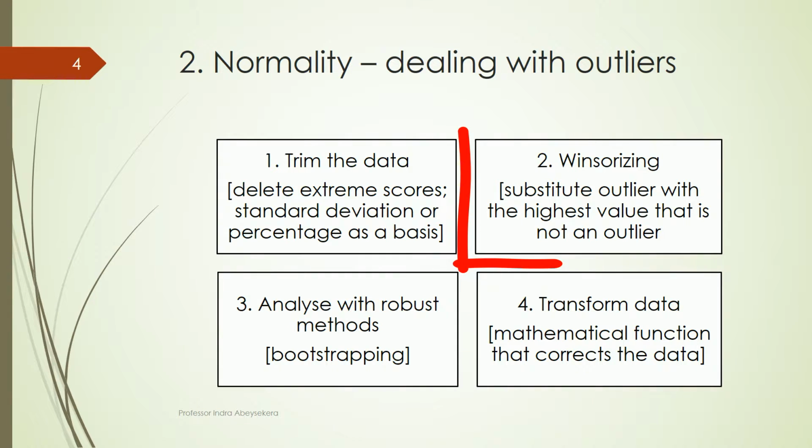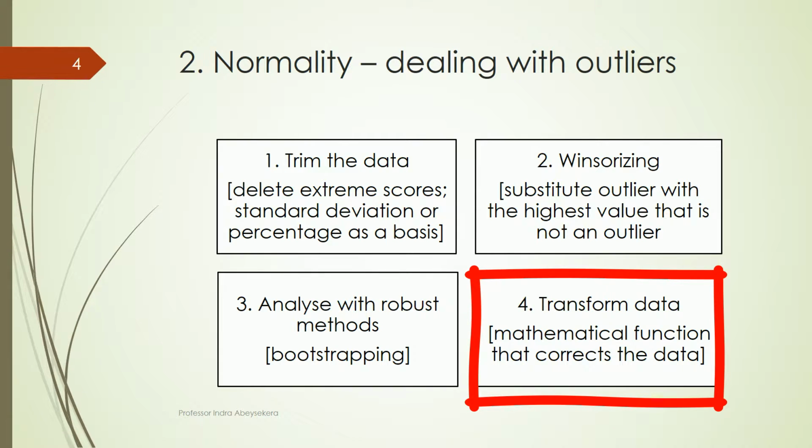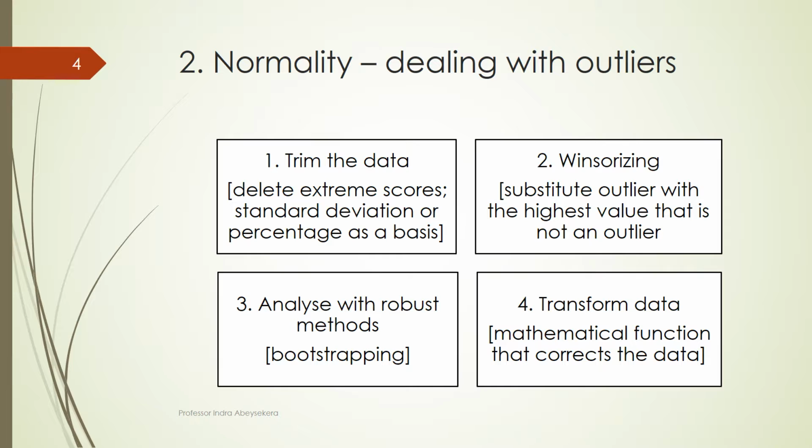Second is winsorizing. Winsorizing is where we replace the value of the outliers with the highest value of the non-outlier. Third is to analyze using robust methods. We can use bootstrapping so that the bootstrapping will look at the normality of the sample estimates and do necessary adjustments accordingly. The fourth is to transform data with mathematical functions that corrects the data or the variable as we discussed earlier.